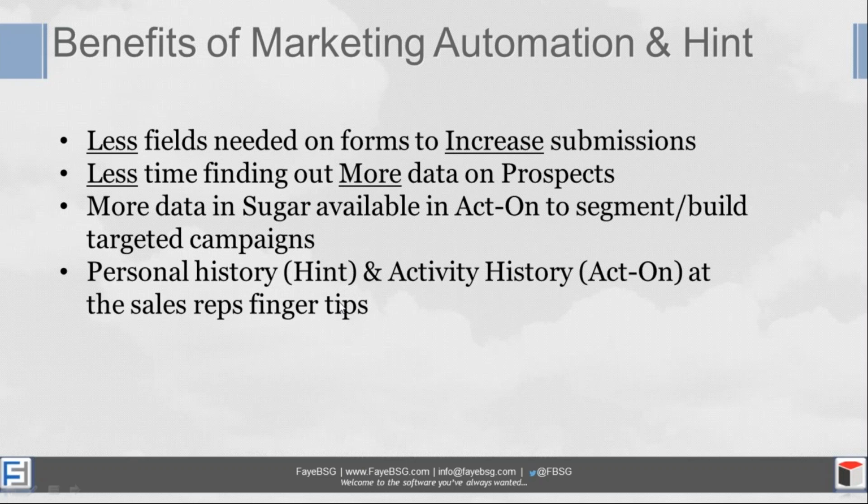How does Hint differentiate from some of the other information providers out there? For example, people are often using Dun & Bradstreet for information, and everyone's using the same information. How is Hint different than some of these other more popular information providers?